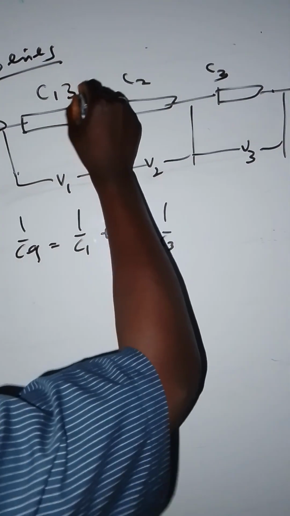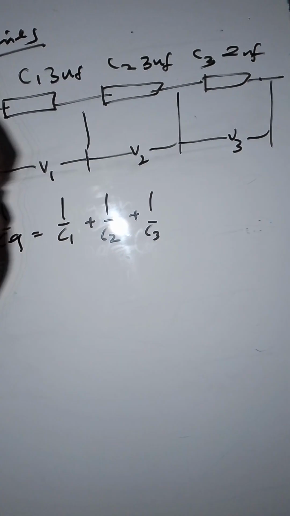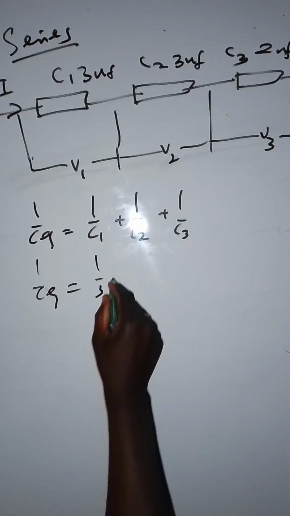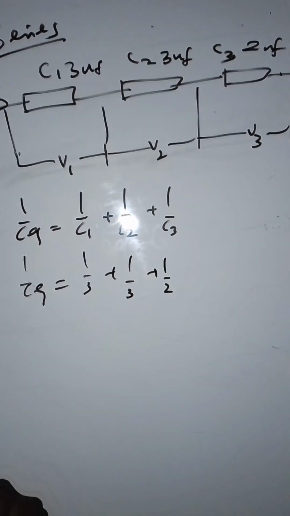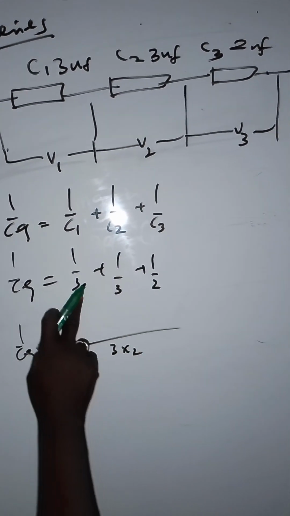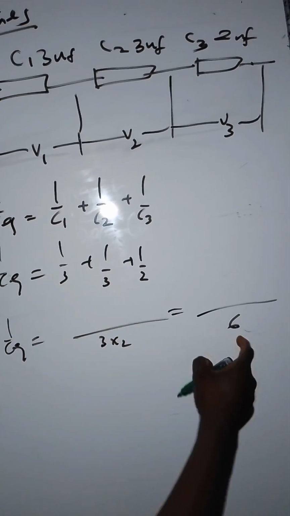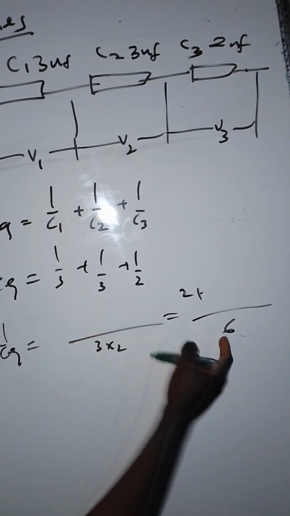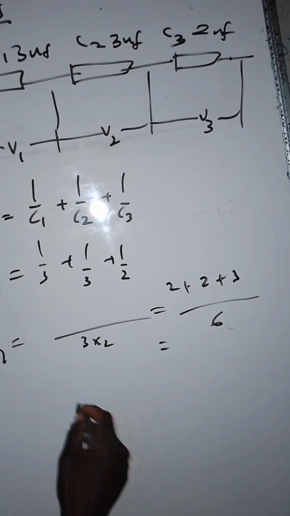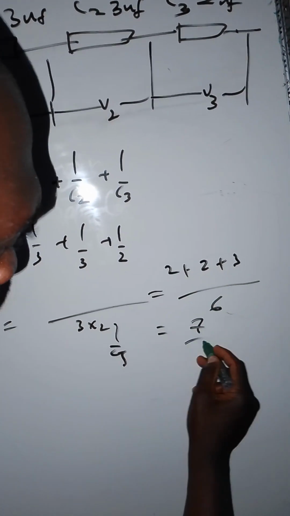Let's assume this is 3, this is 3, and this one is 2. So as the case may be, we have 1 over C equivalent equals 1 over 3 plus 1 over 3 plus 1 over 2. You can take the LCM. 1 over C equivalent equals, the LCM will be 3 times 2, which is the same thing as 6. 3 goes in 6 two times 1 is 2, plus 3 goes in 6 two times 1 is 2, plus 2 goes in 6 three times 1 is 3. Then 1 over C equivalent equals, this plus this, 2 plus 2 is 4, plus 3 is 7. It should be 7 over 6.